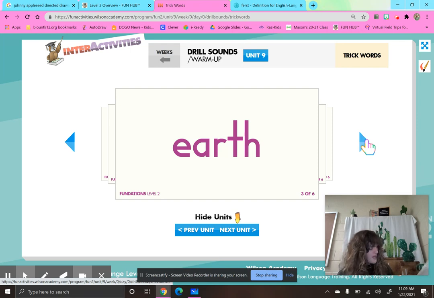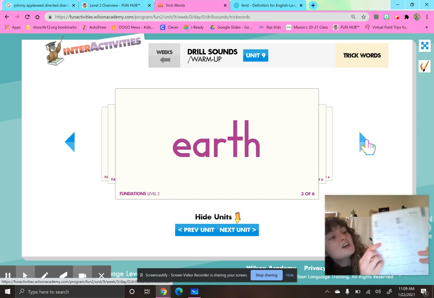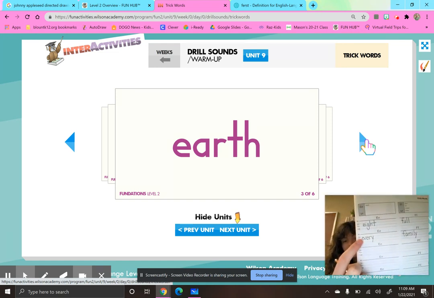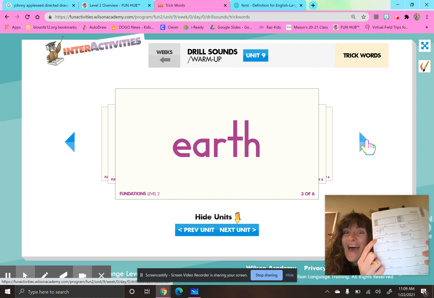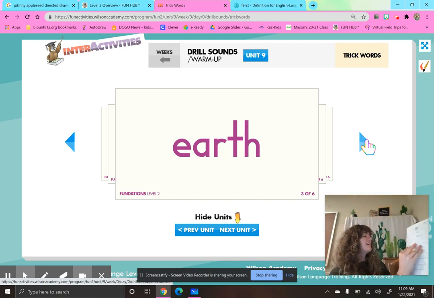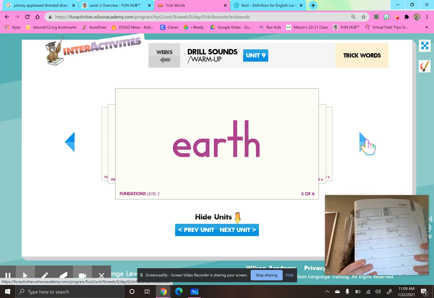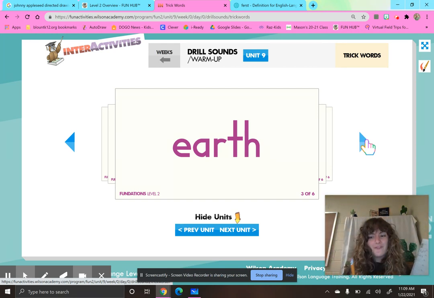And we are on page 69. 69. So we are going to write earth under this trick word. What's this trick word? Every. Let's write earth under every. E-A-R-T-H, earth. Earth. Now remember, if you are one of my second grade Smarties, to snap a picture of your trick words and send it to me in Seesaw.